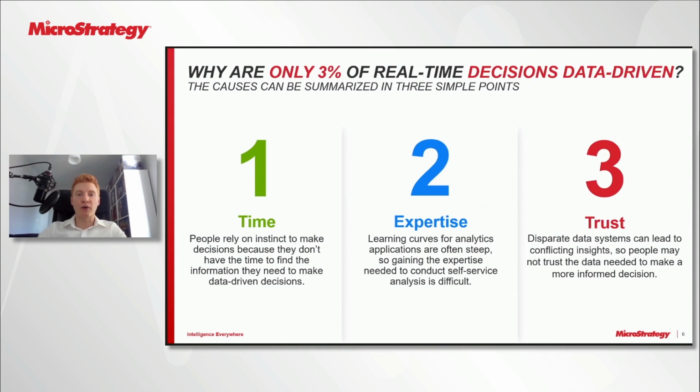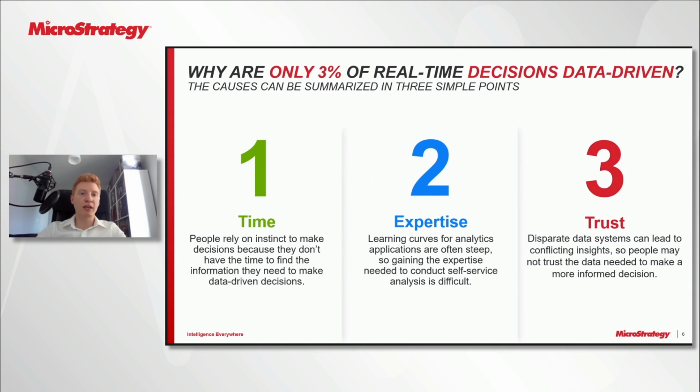And on the topic of real-time decisions, currently only 3% of real-time business decisions are actually based on data. And even for decisions that are not in real time, only about 20% of employees have access to the analytics that they require. Well, why is that the case, you may ask? Well, we can summarize the causes in 3 simple steps that include time, expertise, and trust.